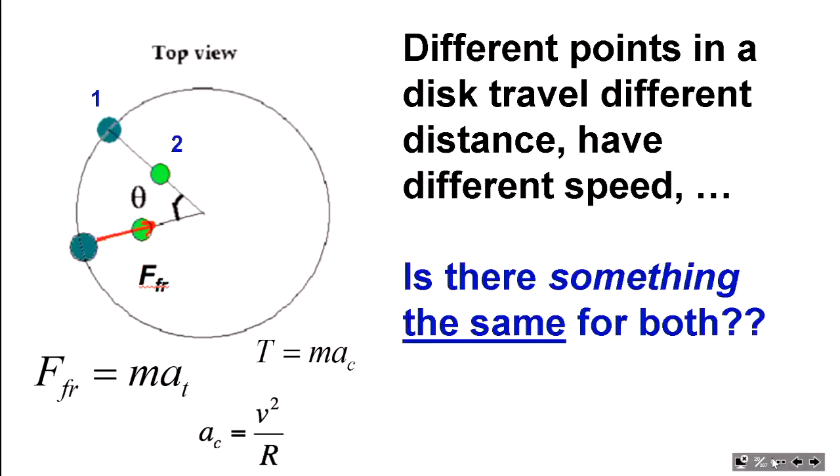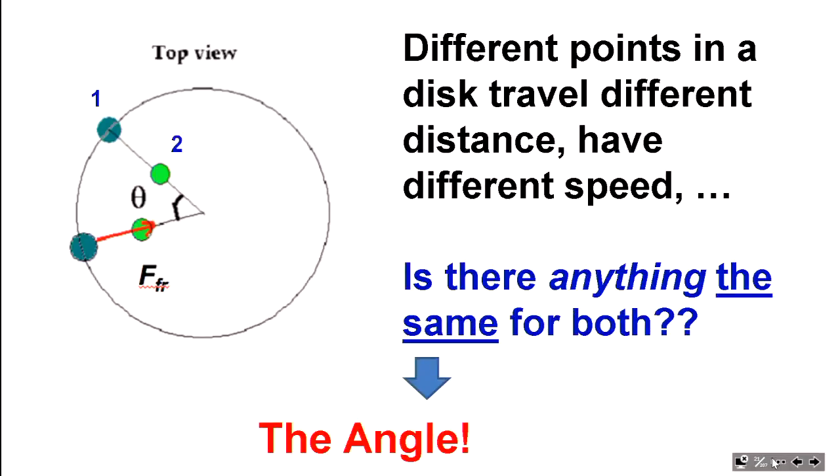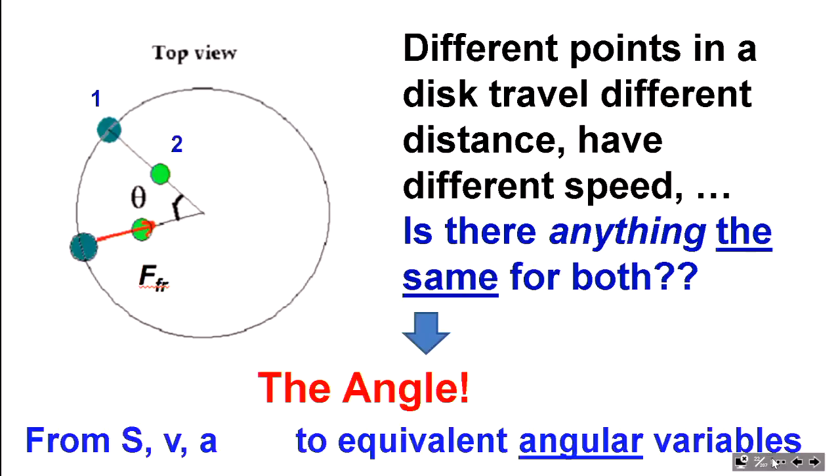Yes? Angle? Yes, absolutely. So, yes? Time. If we can't find those common variables, we will not be able to move ahead in our reasoning. But now we can. We just have to switch the way we describe the motion from using linear variables like distance, displacement, velocity, acceleration, to angular variables. Angle, well, that's an everyday term. In physics, we should call it angular displacement.